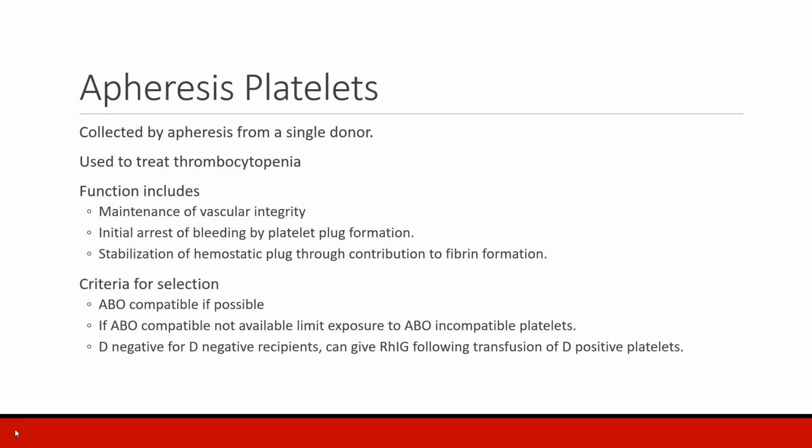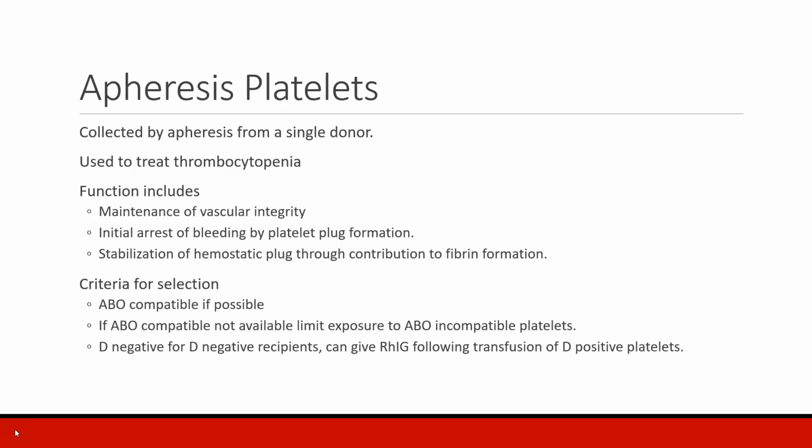You want to give D negative for D negative recipients. If you must transfuse D positive platelets, because if you ever have an opportunity to see one of these platelet units, take it off the rocker and allow it to settle, there are red cells in there. Usually it's minimal, but there's still enough that they could sensitize a D negative person. So in those cases, we have a formula to use to give Rh immune globulin.